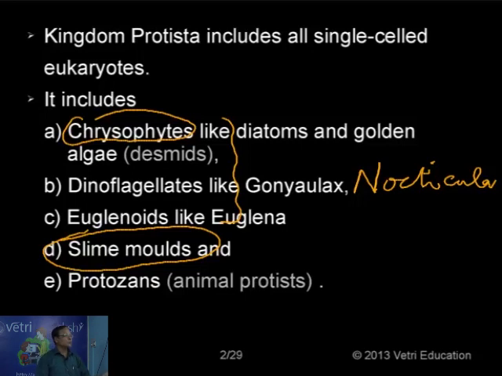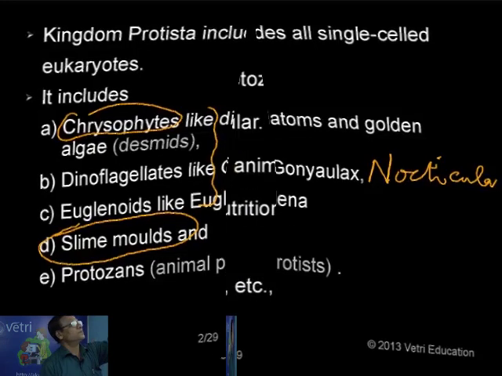Now the last one, the protozoans, which are the animal protists. For example, Amoeba, then some other examples, Paramecium. These are all animal protists, also considered as consumer protists. The first three groups come under autotrophic protists, the slime molds or decomposer protists, and the protozoans or consumer protists. Now let's proceed further.